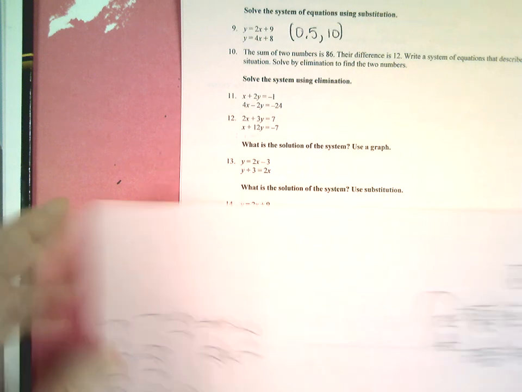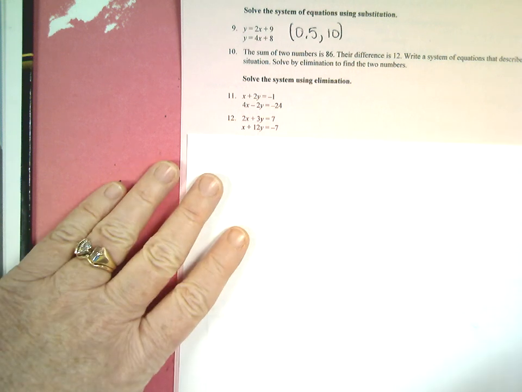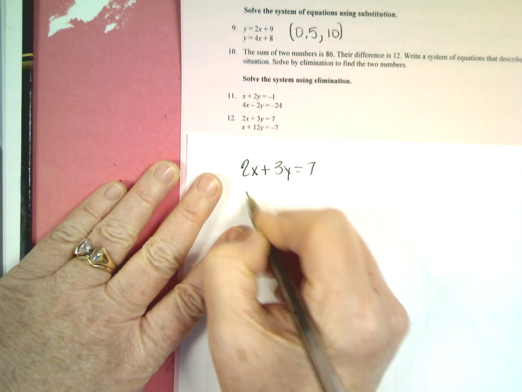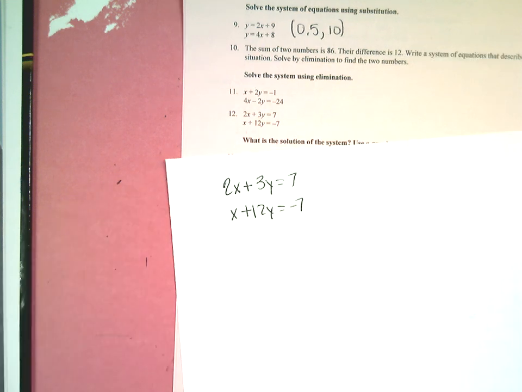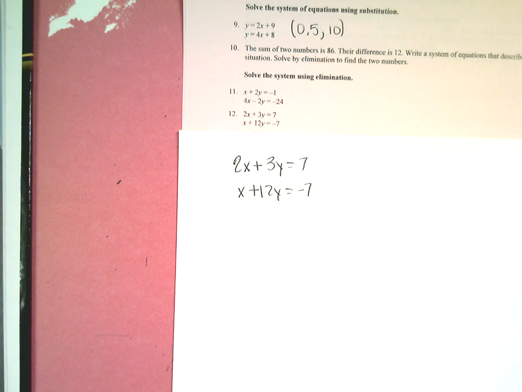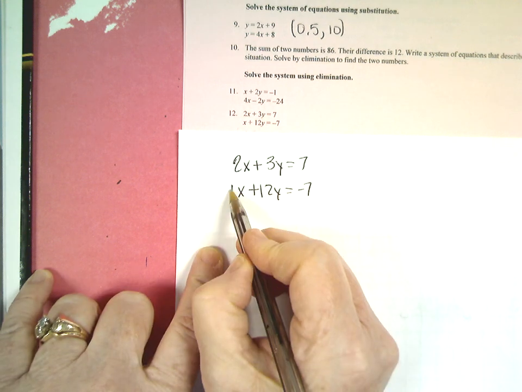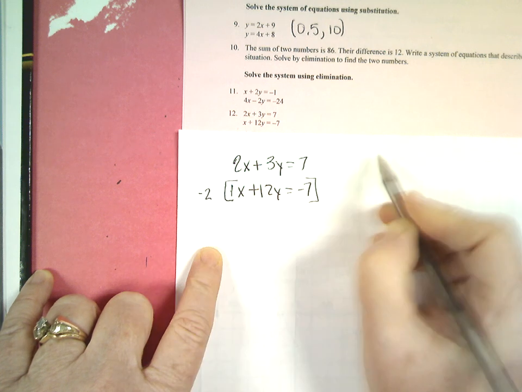Number 12. Number 12 asks you to solve by elimination. It says 2x plus 3y is 7, and x plus 12y is negative 7. But it's not designed to be eliminated. So you're going to have to design that. You're going to have to force that to happen. There's a 1 there. I'm going to change that 1 into a negative 2. So I'm going to multiply everything in the bottom by negative 2.